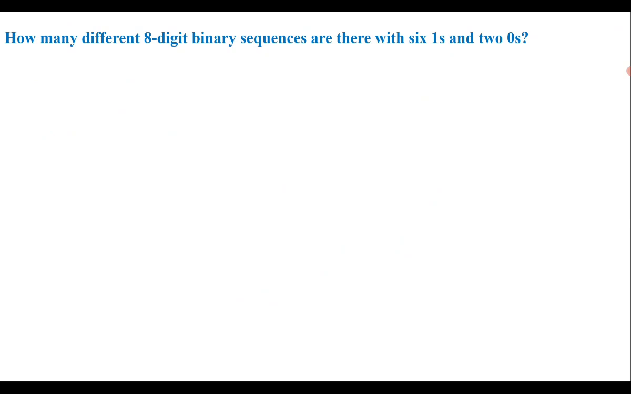The next question is how many arrangements, different 8-digit binary sequences, are there with 6 ones and 2 zeros. Now if you assume all ones and zeros are distinct, then it is simply P(8,8), which is 8 factorial divided by 6 factorial, because 6 ones are similar and 2 zeros are similar.